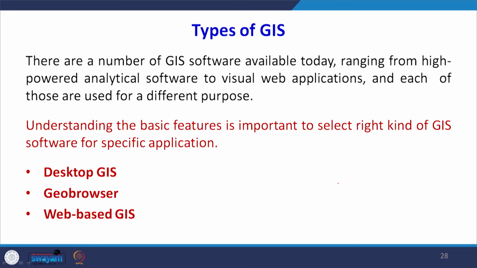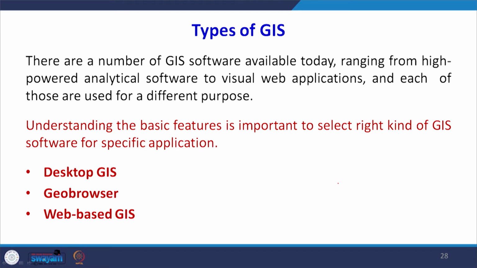There are a number of software packages available in the market, ranging from very high powered analytical software to web based software. So you have web enabled software, and each of the software has its own purpose. Now you have to understand which kind of software or which kind of hardware is required. So it is important that we should understand what are the different categories of the GIS available to us.